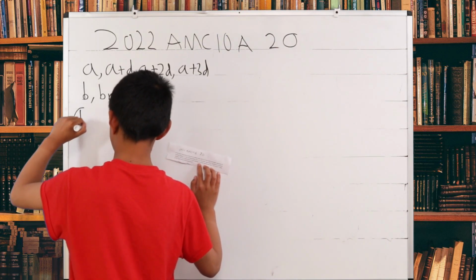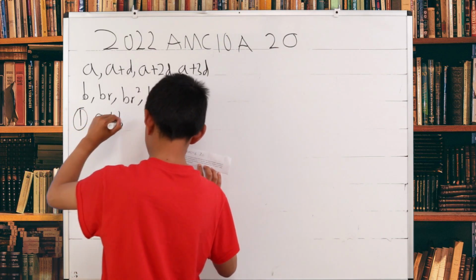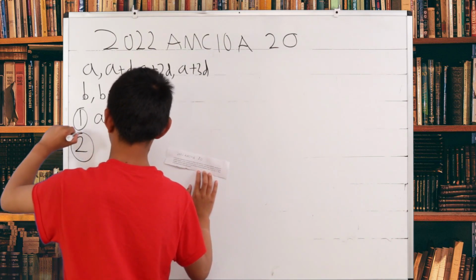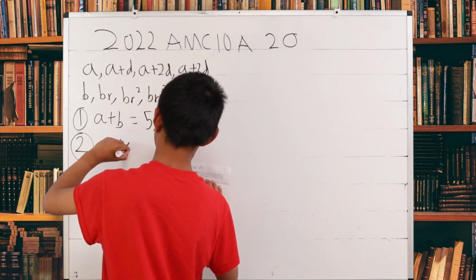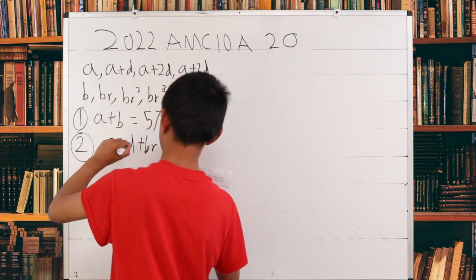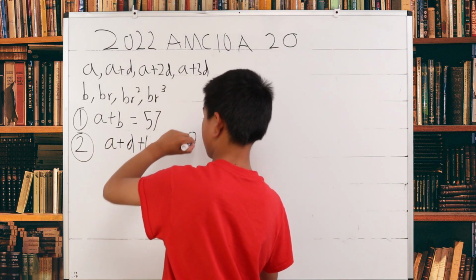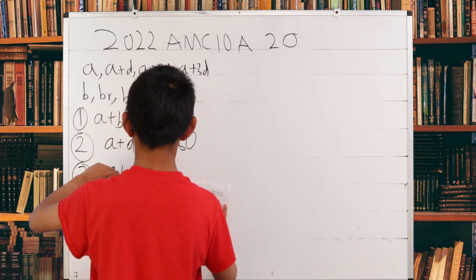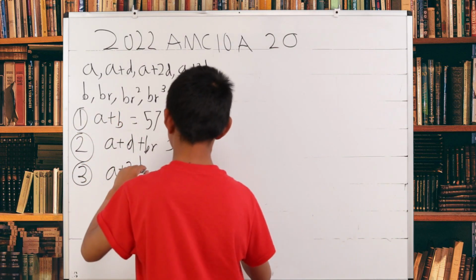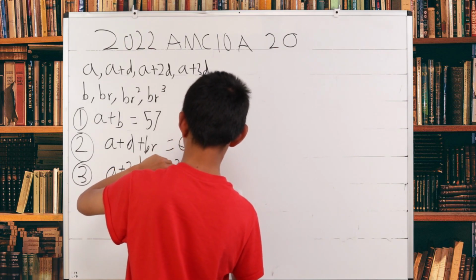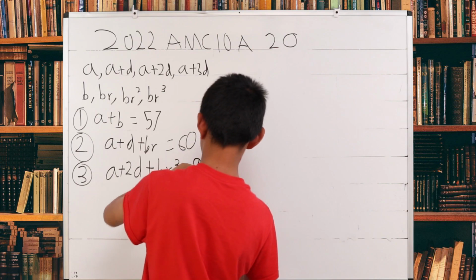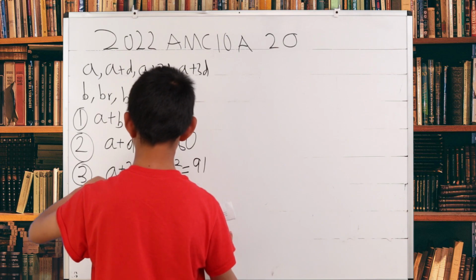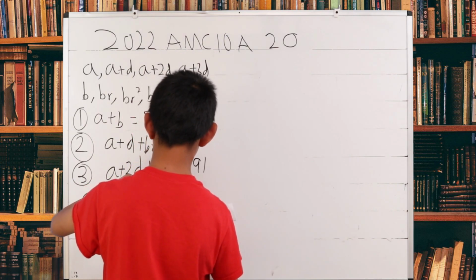So, the first equation, A plus B is 57. The second one is where A plus D plus BR is equal to 60. The third one is where A plus 2D plus BR squared is equal to 91. And we want to find what A plus 3D plus BR cubed is.